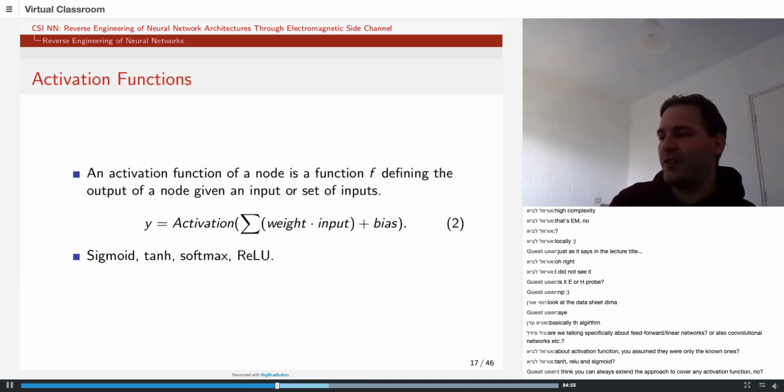So what is an activation function? It's a function defining the output of a node given an input or set of inputs. Here you can see the formula. You have our weights, something that we also need to reverse engineer, combined with the input plus some bias. We sum all this and transform it in a certain way by using the activation function. Common activation functions are sigmoid, TANH, ReLU, and of course softmax.